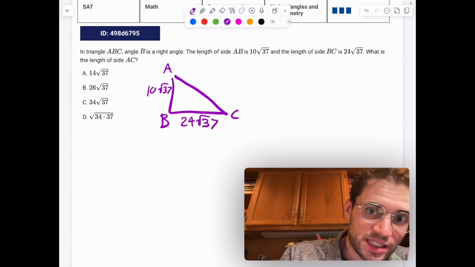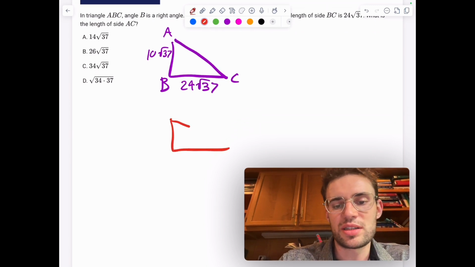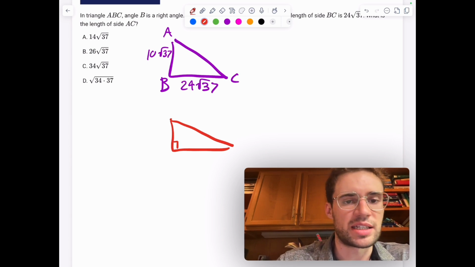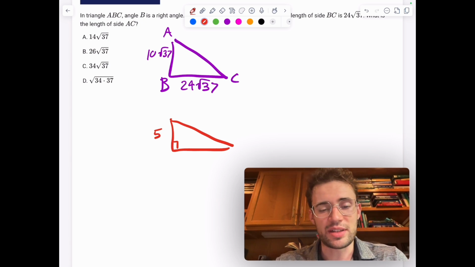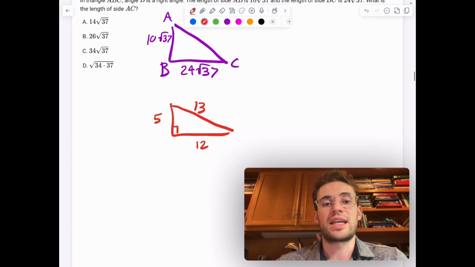So what's interesting here, this is another 5, 12, 13 right triangle. I told my students in class that 5, 12, 13, and 3, 4, 5 are the most common to show up on the SAT. And I think that was true when I took it, and I believe it's still the case. Just a lot of times the 3, 4, 5 and the 5, 12, 13, they're going to scale them up.